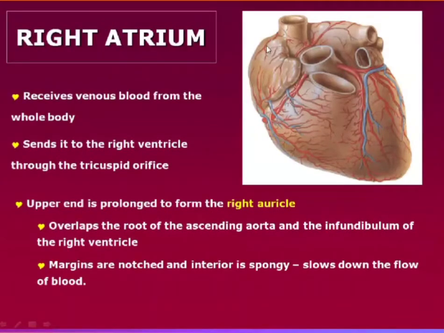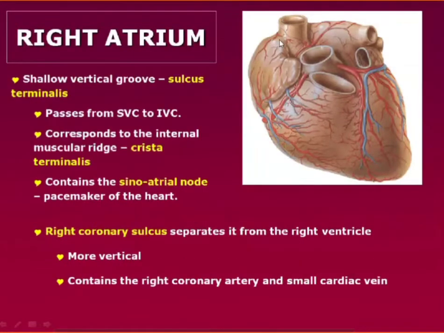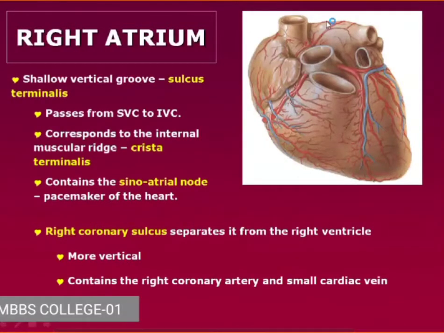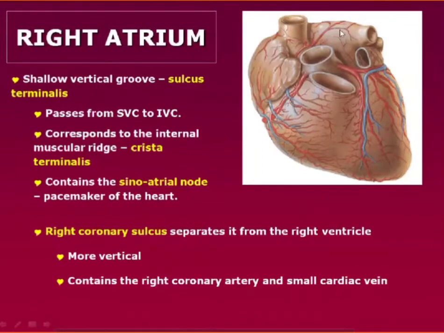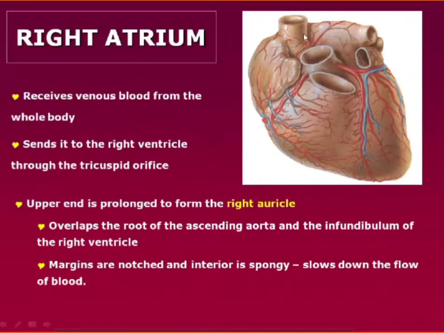Yesterday we studied that the sternocostal surface is formed by the right atrium, the right ventricle, and the left ventricle. So the right atrium will form a part of the sternocostal surface, and also a part of the base of the heart. I told you, 2/3 of the base of the heart is formed from the left atrium, and 1/3 is formed from the right atrium.